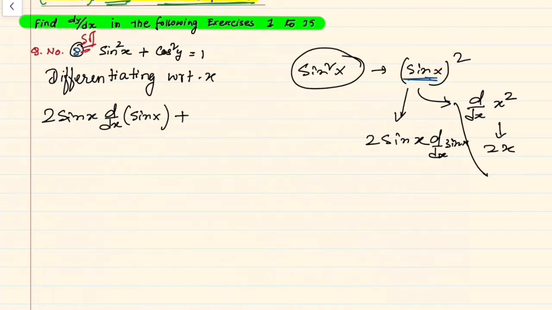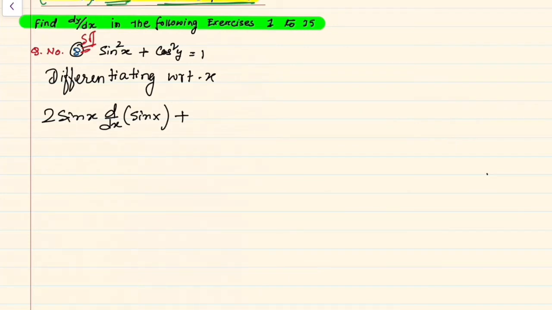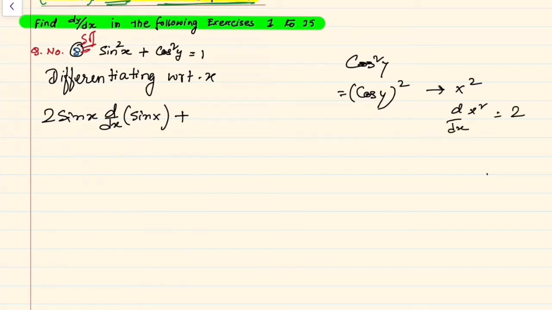Okay, then similarly here also, in the second term, we're going to consider this cos square y as cos y whole square. Now assume this one as x square, and its derivative is again twice x, so instead of twice x, here it will be 2 cos y. So again it is a function of function, it is not x square, so again we have to write dy dx of cos y.